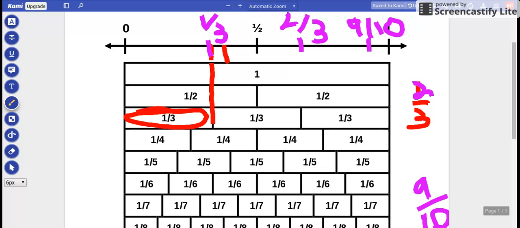Sometimes you'll see fractions written like this, 2/3. Sometimes you'll see them written sideways like that with a slash. It's the same thing, just different ways of writing it.